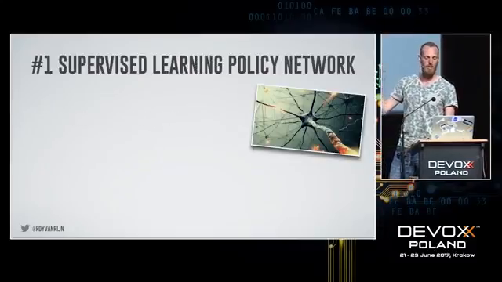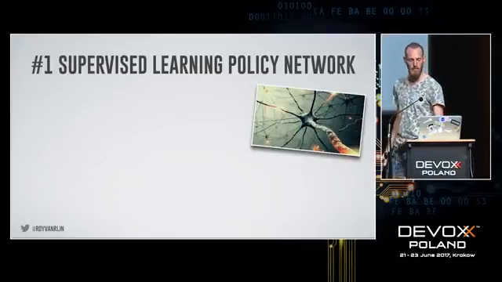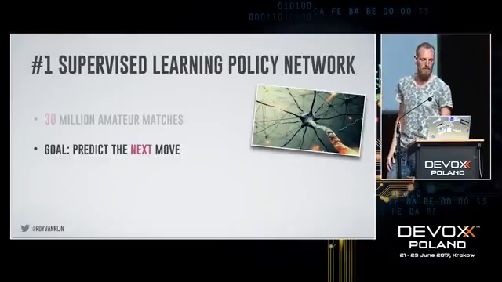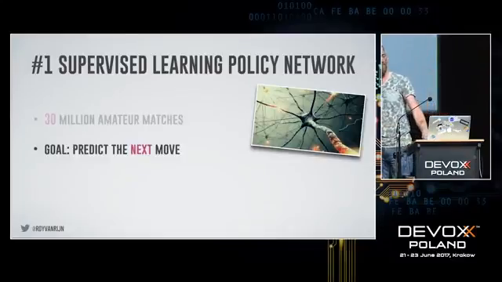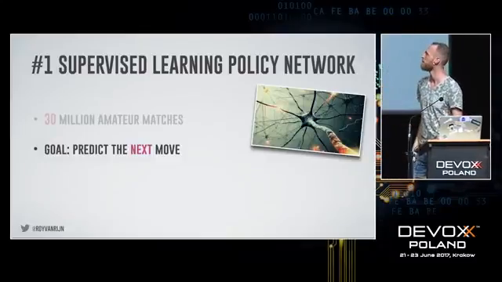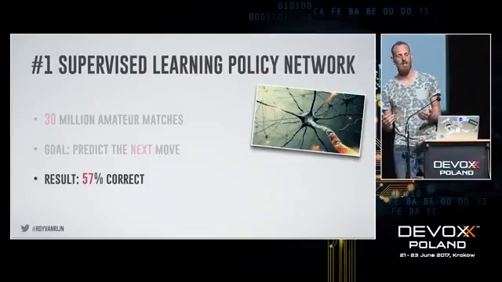They made a couple of neural networks. This is the first one. It's a supervised learning policy network. Fancy name. But what did they do? They took 30 million amateur matches, and they gave the neural network a goal: predict which move is going to be played next. And the network got better and better, and it was correct in 57% of the cases.